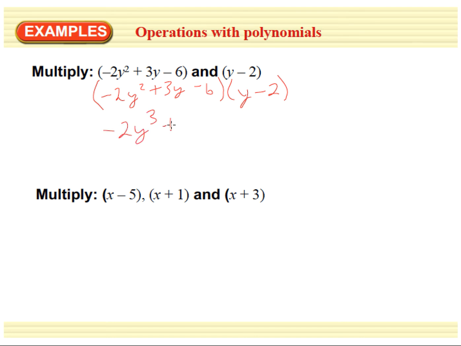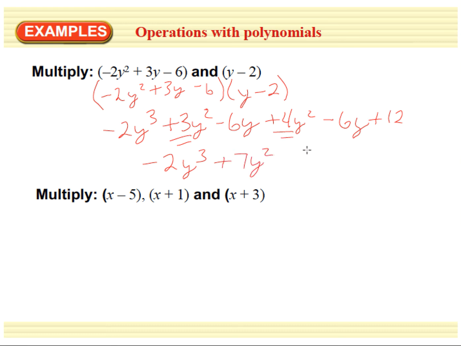Negative 2y cubed plus 3y squared minus 6y. Now everything in the first set of parentheses by minus 2: plus 4y squared minus 6y plus 12. Now combine like terms. Negative 2y cubed plus 7y squared minus 12y plus 12.